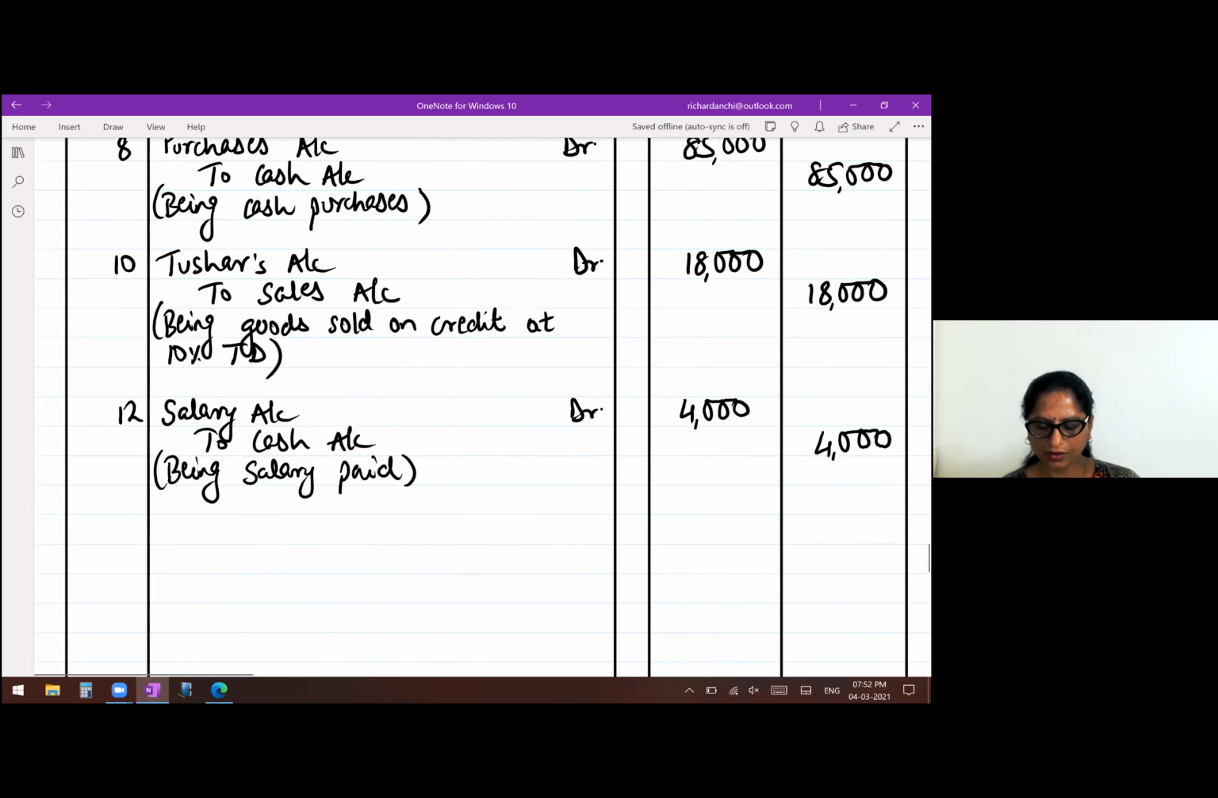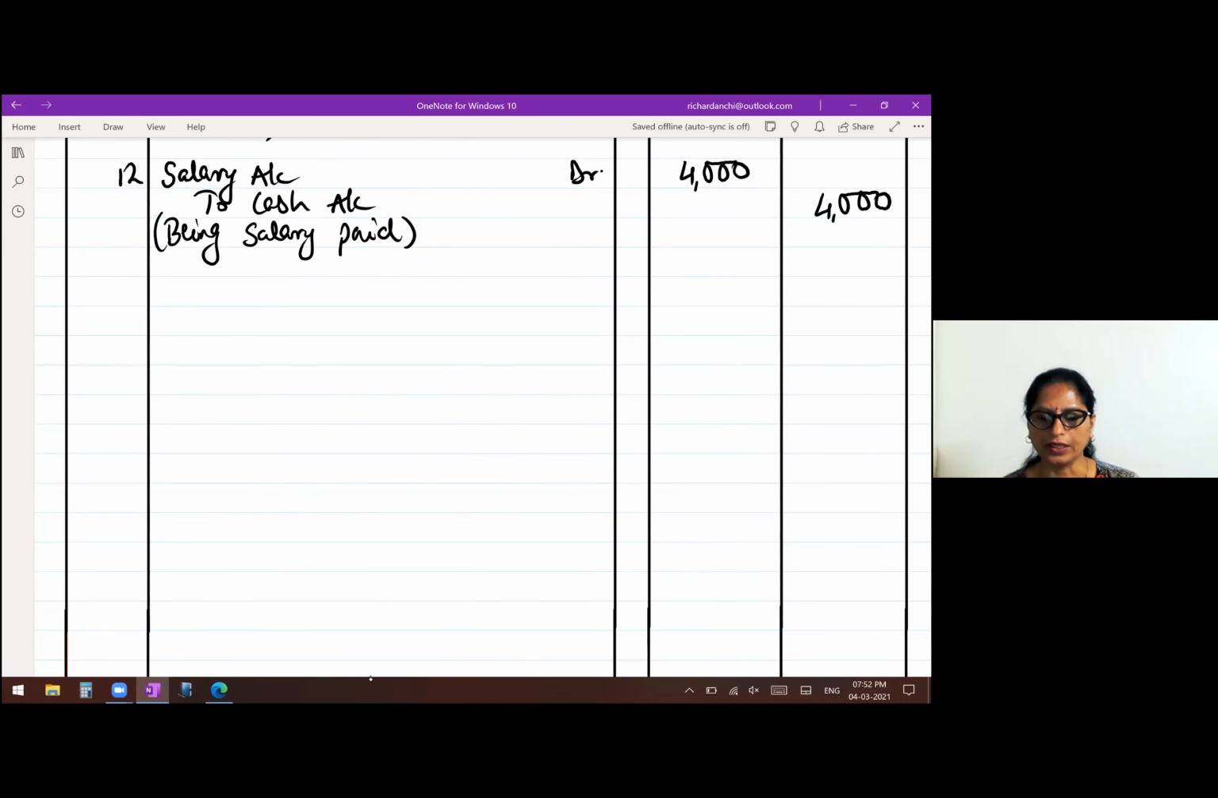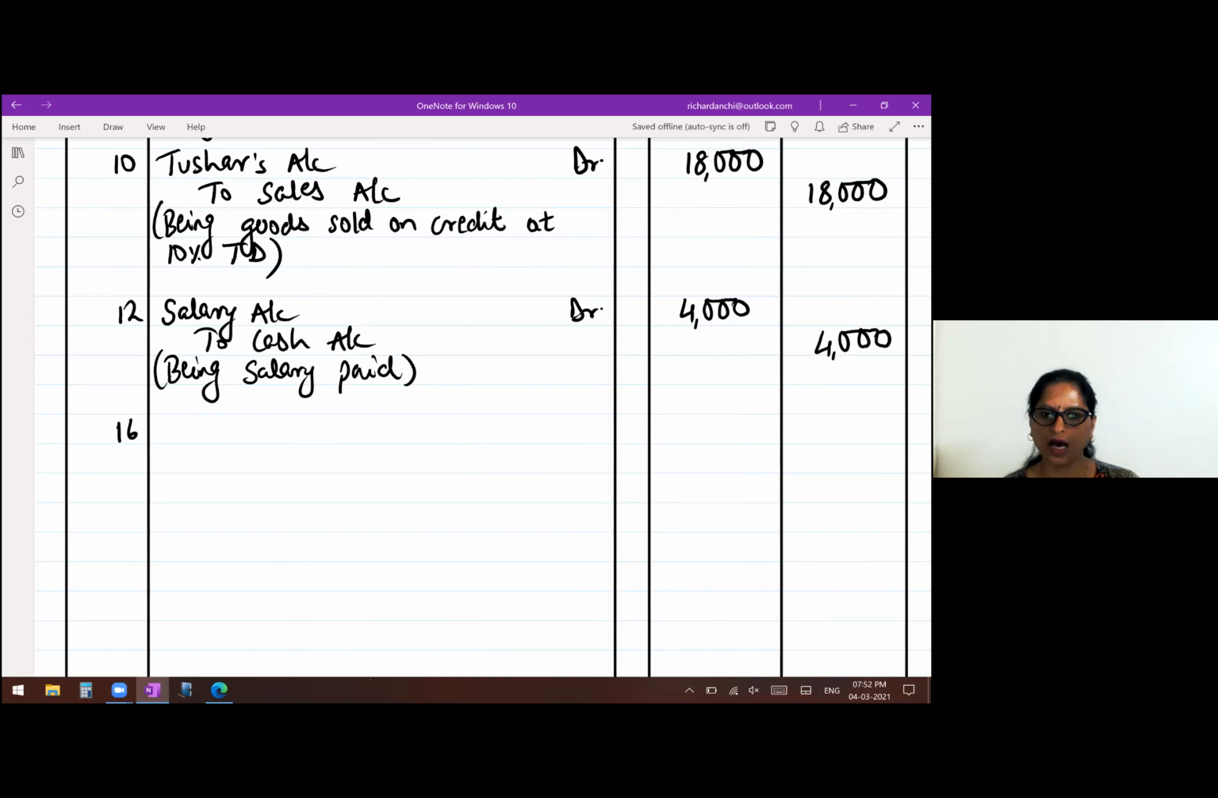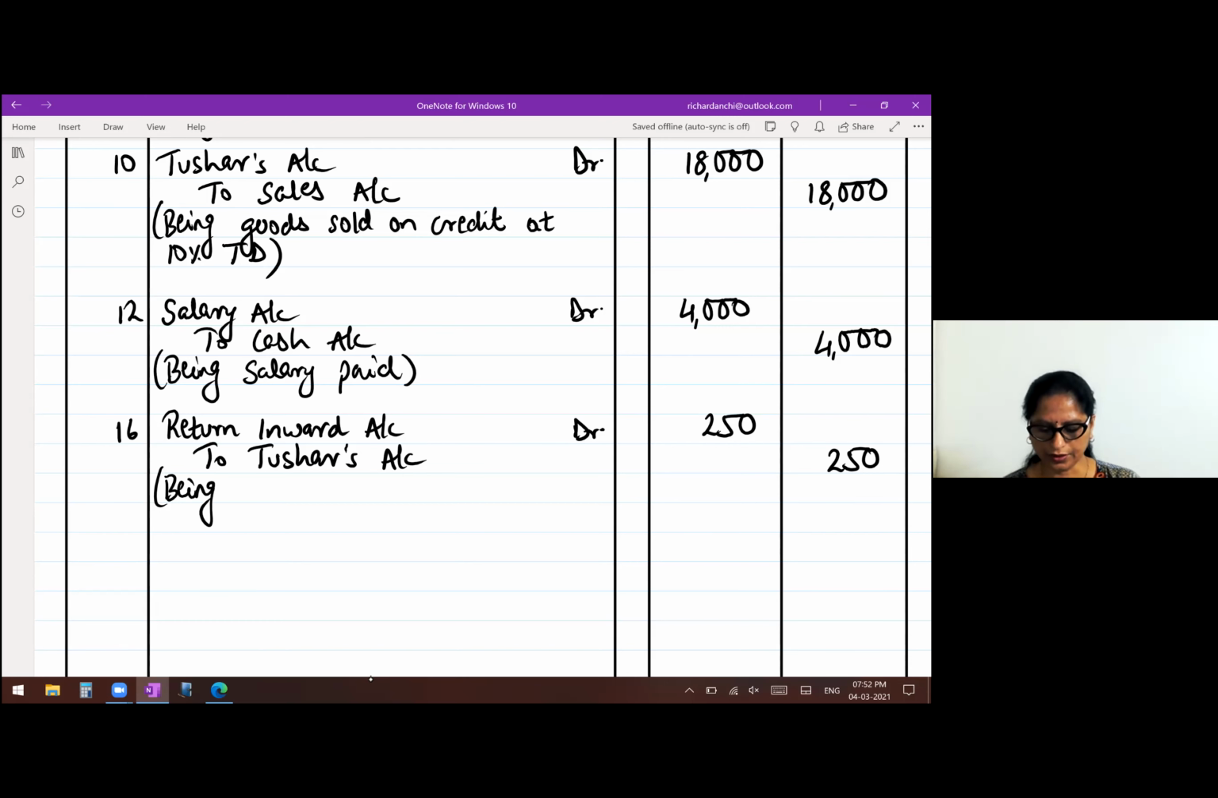16th. Tushar returned goods of rupees 250. Now, just in that transaction before salary, you had sold goods to Tushar. Now he is returning. So returning means goods are coming in. So you have to use the term return inward account. Okay, goods coming in. So return inward account debit 250. And the giver here is Tushar. So credit the giver, Tushar's account 250. Narration, being goods returned.